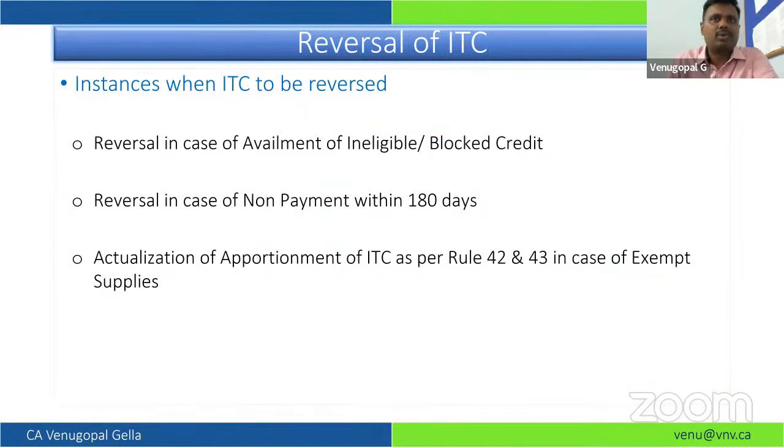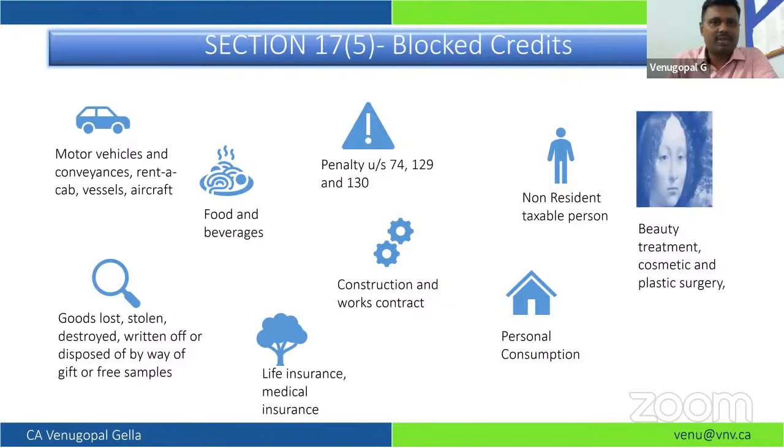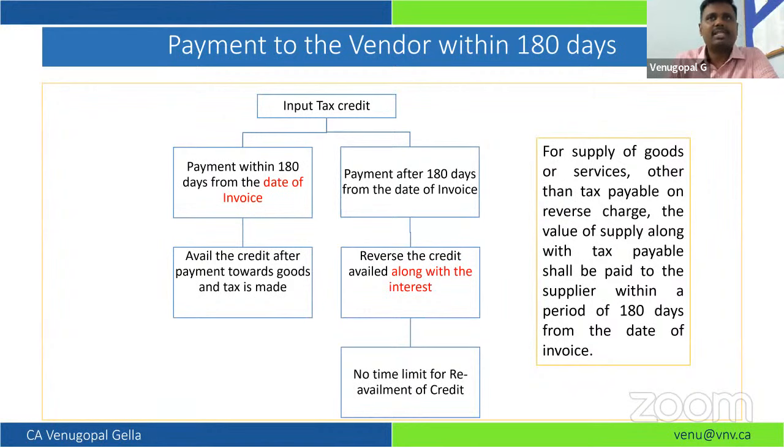And wherever you have to reverse ineligible credit, or credit not paid within 180 days, Rules 42, 43, you have to do the computation. And ineligible, I'm sure everyone is aware of it, Section 17(5), which is blocked credit. I'm not getting into details of it. Rule 37 gives you the requirement that credit not paid within 180 days has to be reversed.